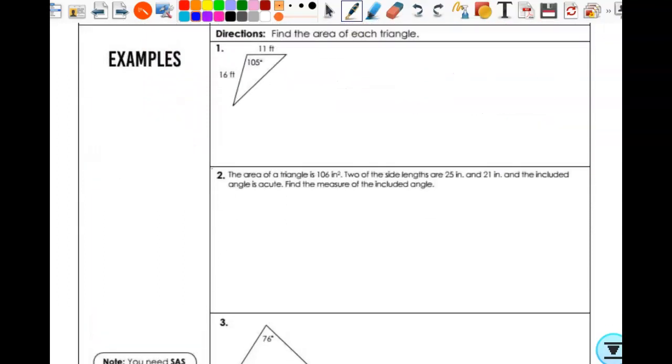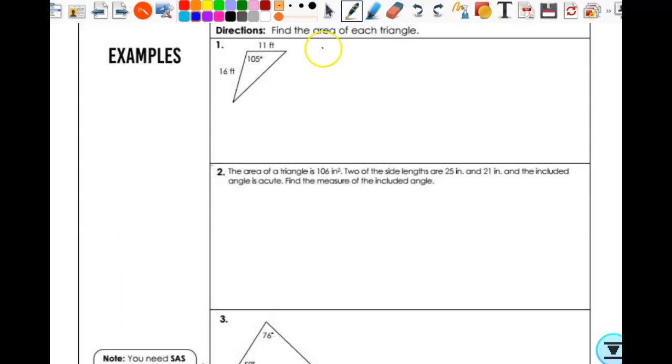It says find the area of the triangle. All right, so area of the triangle is equal to 1/2 times 2 of the side lengths, 16 times 11 times the sine of the angle included, which is 105 degrees. And then you can just type it in the calculator just like that.